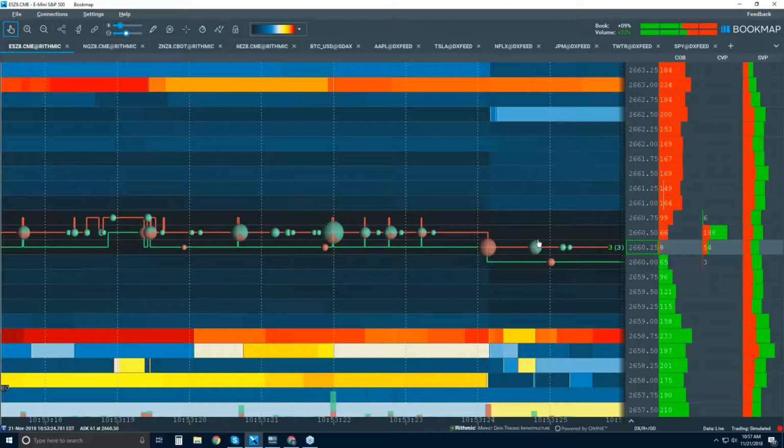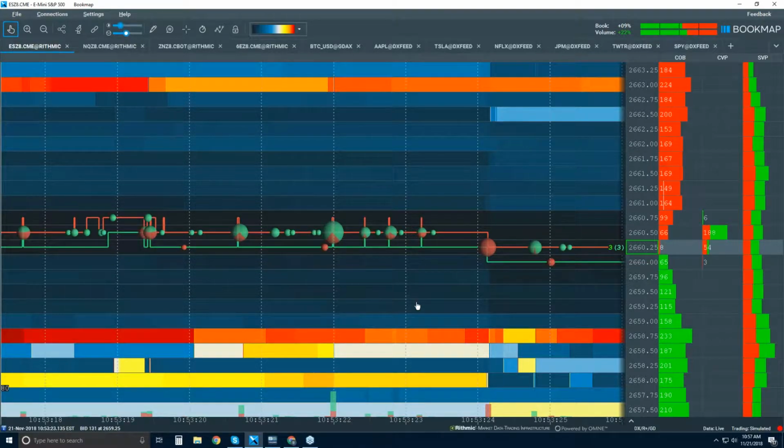A green dot is an aggressive market buy that crosses the spread and transacts on the best offer. They take liquidity off of the best offer. The red dot is the market sell. Someone hit the market sell button, crossed the spread, and took liquidity off of the best bid.